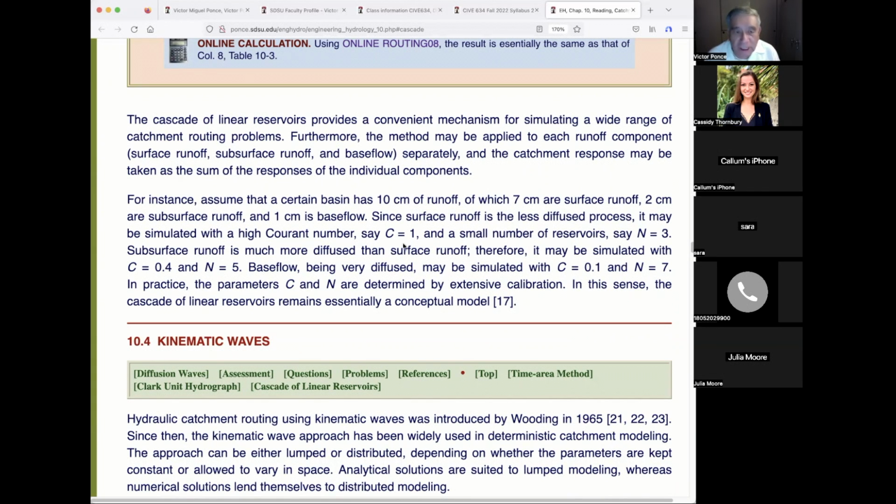In here, for instance, assume that a certain basin has 10 centimeters of runoff, of which it had separated 10 for surface runoff, 2 subsurface runoff, and 1 base flow. This is interesting because this is the only method that I know that actually splits the runoff into 3: surface runoff, subsurface, and base flow. Any other method cannot do it. They don't do the second one. They just do 1 and 3, and incorporate the 2 mostly in the 1, not in the 3, because the 3 is really base flow. It's a different process. It's an underground process on its own, right?